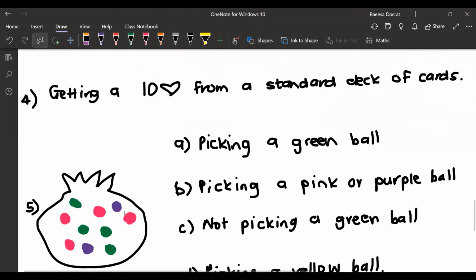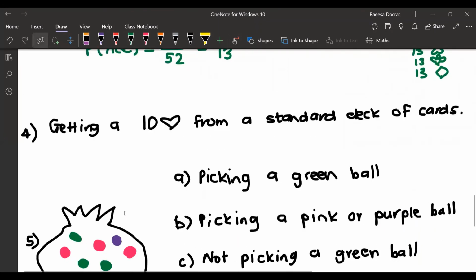Okay, the next one says getting a 10 of hearts from a standard deck of cards. How many 10 of hearts do we have? This is not the same as the aces. We don't have 4 aces, we only have one 10 of hearts. And in total, we have 52 cards, so it's 1/52.